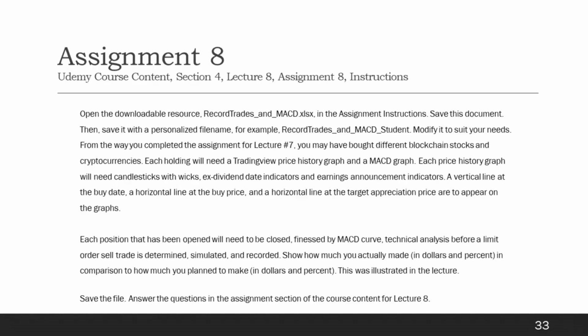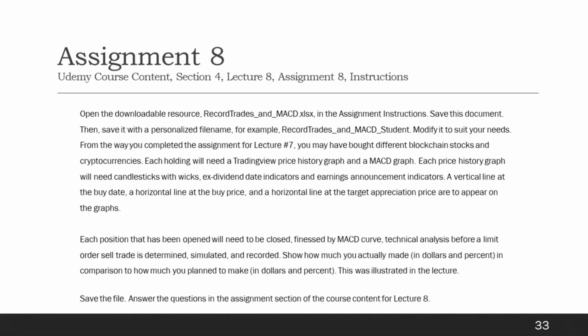Assignment 8. Open the downloadable resource, record_trades_and_MACD.XLSX in the assignment instructions. Save this document. Then save it with a personalized file name. For example, record_trades_and_MACD_student. Modify it to suit your needs.